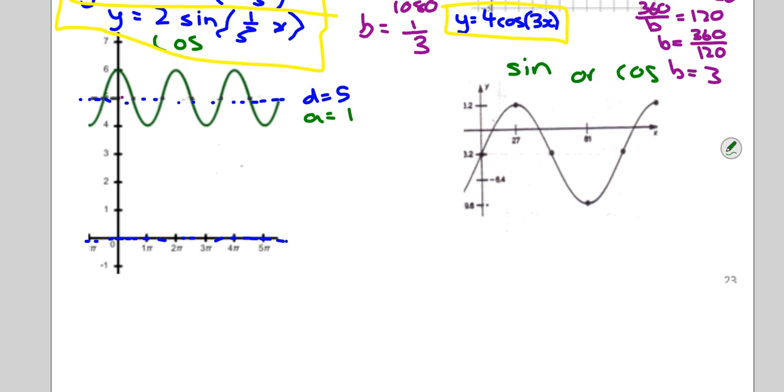What is the value of C out of interest? Just to remind you, C is a horizontal shift. If it's a constant, then it hasn't horizontally shifted. Yeah, 0. Who said 0? Chris, how did you get 0? Because it doesn't shift.